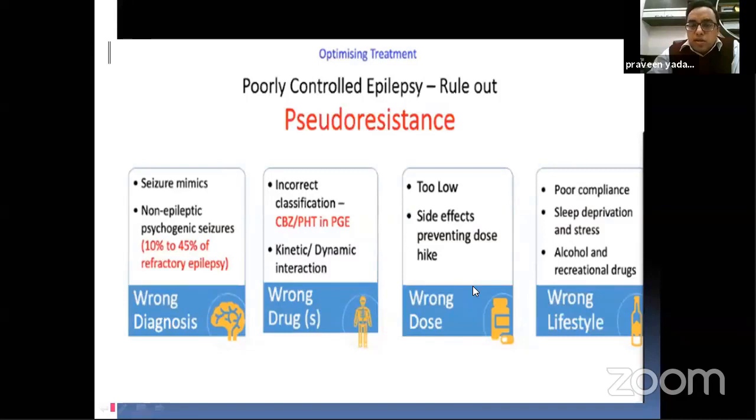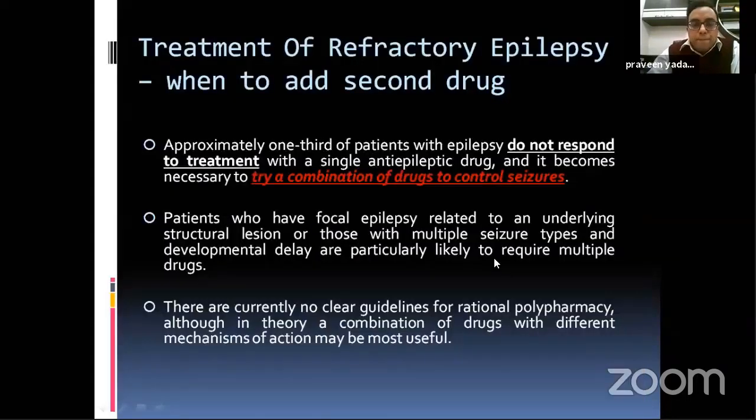Third is the wrong dose. Suppose you are giving a very low dose, which is not causing a therapeutic benefit to the patient. And fourth is wrong lifestyle. The patient is not taking the medication correctly, missing the dosage, or is not sleeping well, or is taking some alcohol and other medications. All these things have to be taken into consideration whenever you say that the patient is having resistant epilepsy. This is called pseudo resistance. So these 4 things have to be taken into consideration. This I have already told.